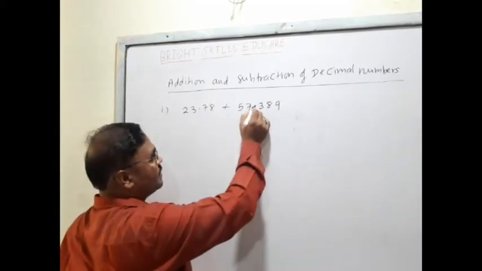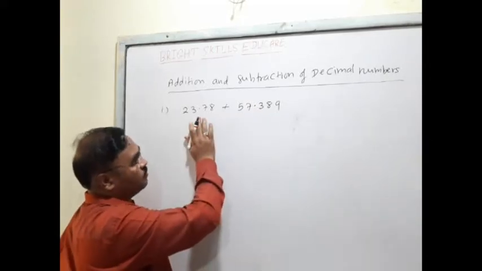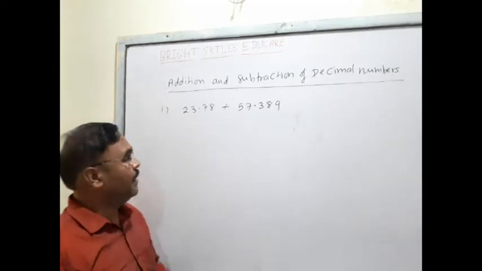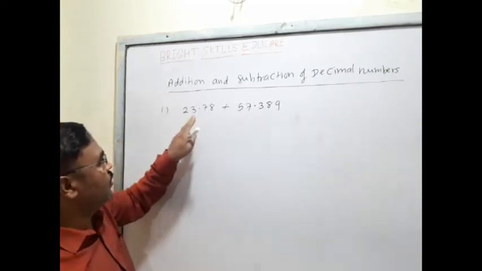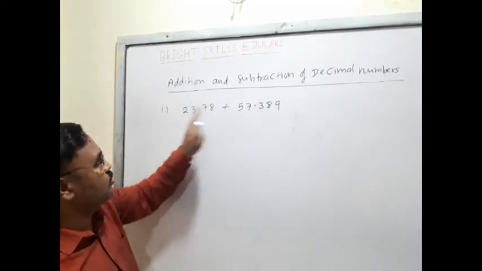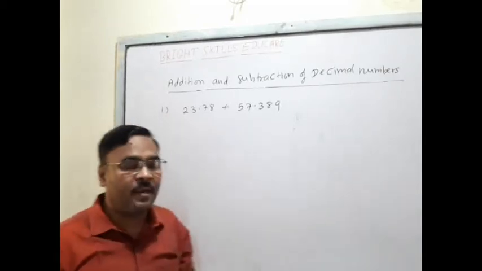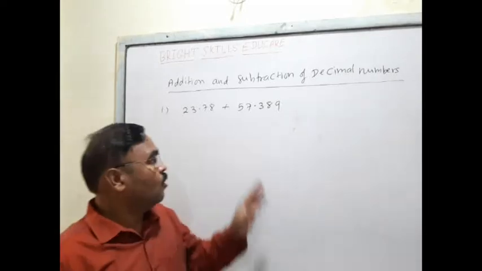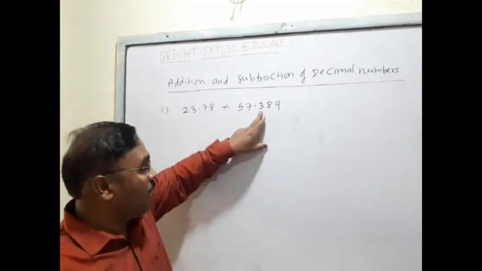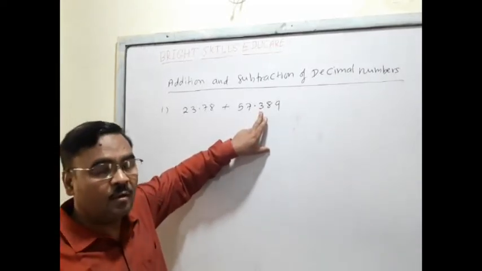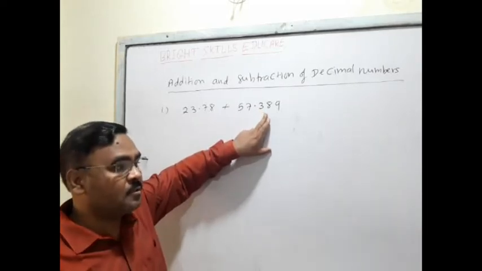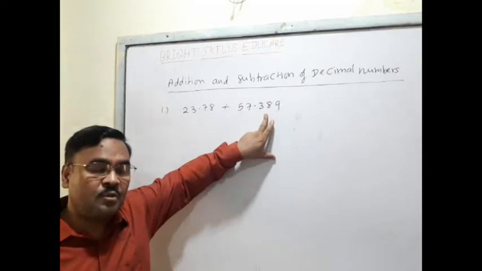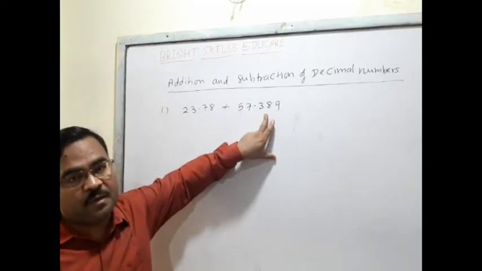Students, always remember decimal point should be just below the decimal point. Means unit place should be below the unit place, 10th place should be below the 10th place, 100th place should be below the 100th place. Similarly, 1/10th place should be below the 1/10th place, 1/100th place should be below the 1/100th place, and 1/1000th place should be below the 1/1000th place.